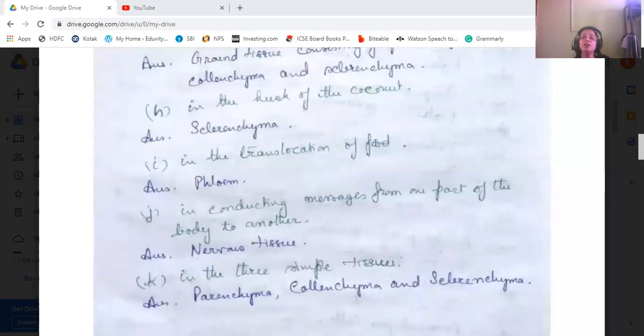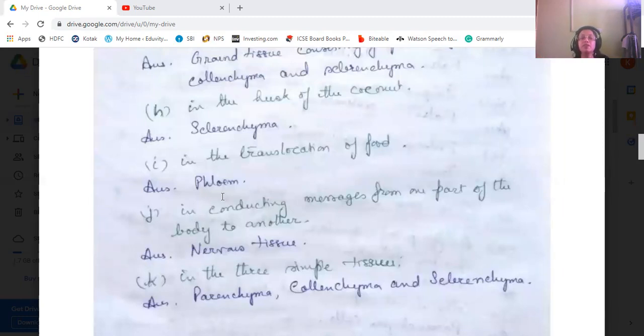Then name the kind of tissue which helps in the translocation of food, that is the phloem. And the tissue which helps in conducting messages from one part of the body to another, that is the nervous tissue. Okay. Then name the three simple tissues, that is parenchyma, collenchyma, and sclerenchyma tissues.